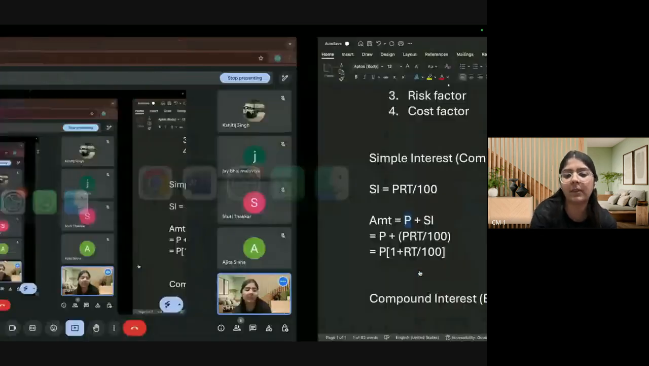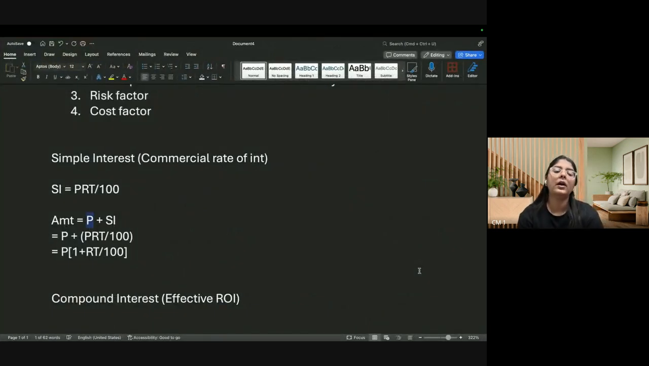Okay, thank you. So, understood this formula? Here, P is the principal, which is basically the amount of money that you have deposited in your bank account today. So you can consider this as the present value. Present value, as the name suggests, is the value at present. So this will be the amount of money, the principal, you have deposited in your bank account today.